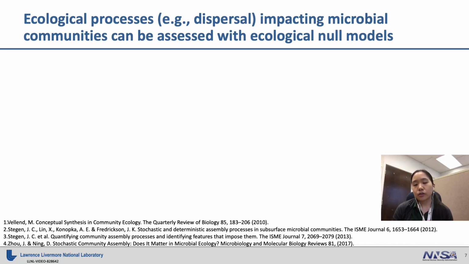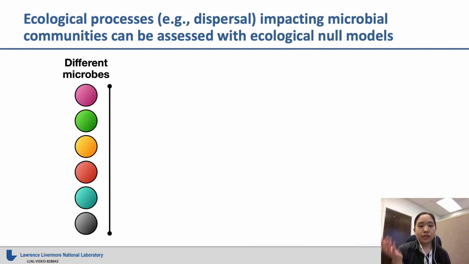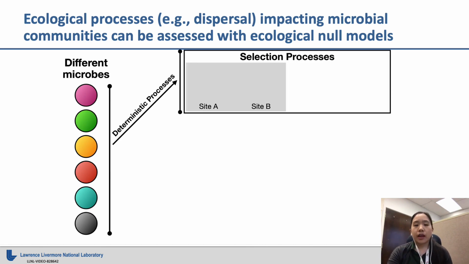So these ecological null models help to determine whether microbial communities from different sites are more or less similar than expected by random chance alone. So for example, if we have 6 different microbes color-coded as 6 different colors, and we have 2 sites, site A and site B, in one set of ecological processes, biologists call these deterministic or selection processes.